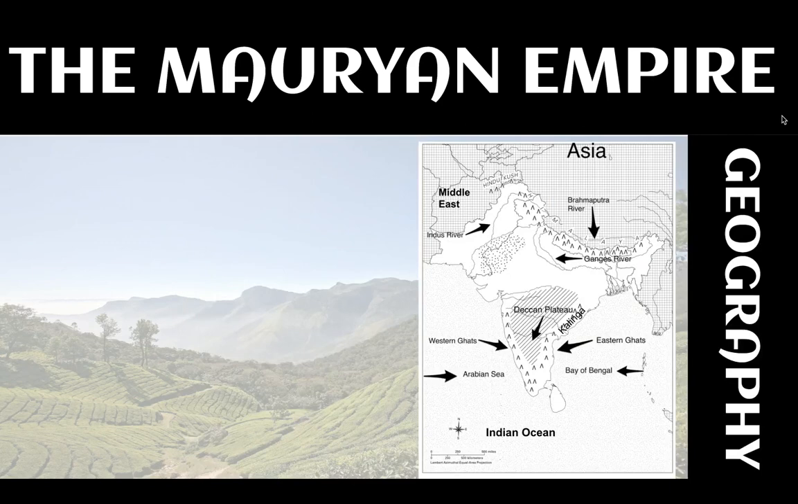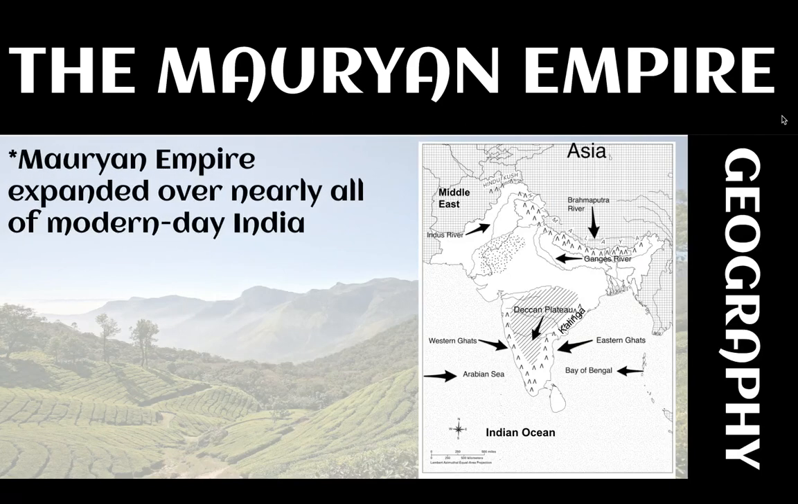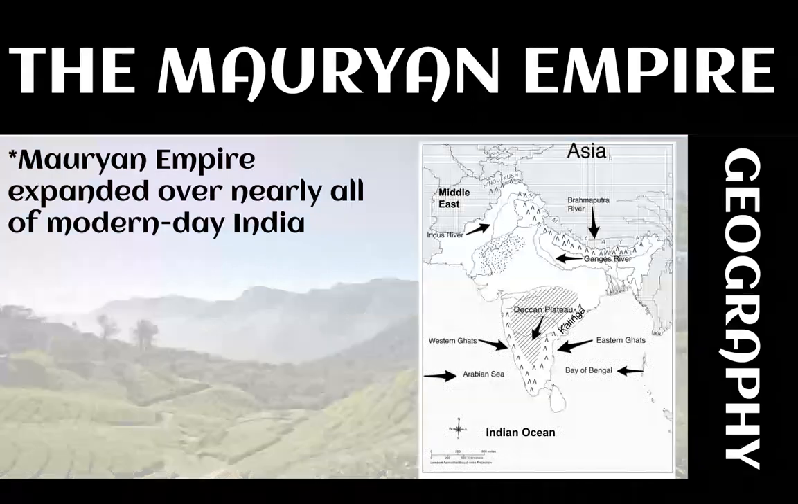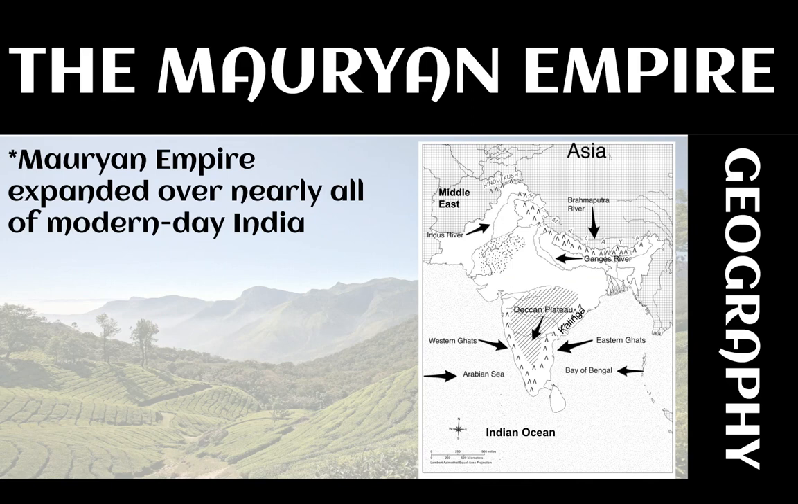All right, my friends, let's look a little bit more closely at the geography of the Mauryan Empire. Well, the first thing we need to know is that the Mauryan Empire expanded over almost all of modern-day India. So Chandragupta and Bindusara and then Ashoka are the main emperors we're going to look at.